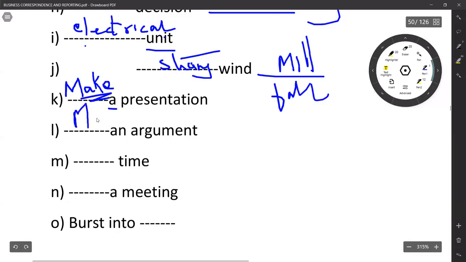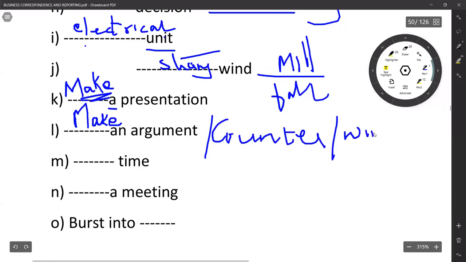Dash an argument. Correct. Make an argument. No, present a presentation would become a repetition. You will always make a presentation, you make an argument, or you counter an argument. Yeah, win an argument. That's also correct. Win is also correct.